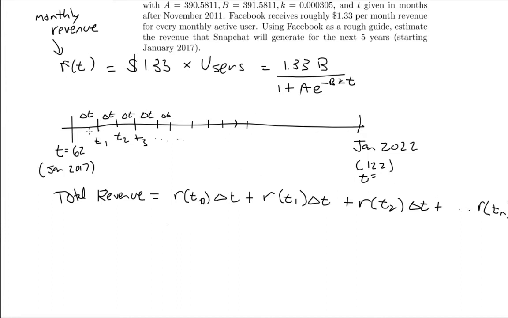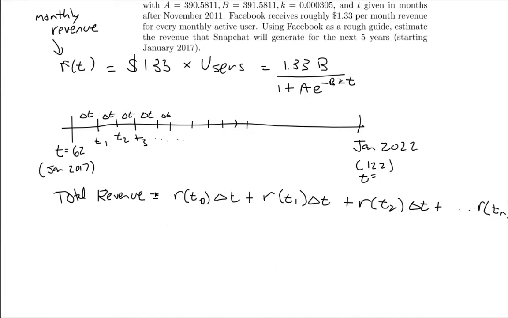So we're going to chop this up into n pieces, sample the monthly revenue at each sample time, and multiply by the length of time in between, because this will give us essentially the total revenue over that time period. This would be the total revenue over the first time period, this over the second time period, third time period, and so on. We're going to chop it up into n time periods and add them all up.